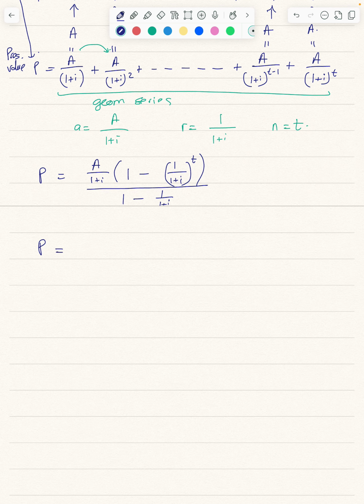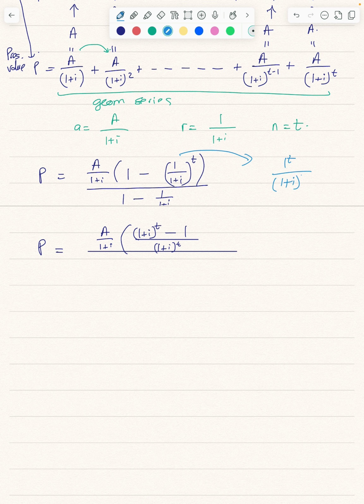So P here is equal to, let's do some work on the numerator and the denominator. So we have here A over 1 plus I, and then on the inside I'm going to get a common denominator of 1 plus I to the power of t. So the first term 1 is 1 plus I to the power of t over 1 plus I to the power of t, minus, and then we have 1 to the power of t. So just to note, this here is 1 to the power of t over 1 plus I to the power of t, and 1 to the power of t is just 1. So all I did there in the numerator was get a common denominator inside the brackets, and then in the denominator I'm going to get a common denominator of 1 plus I. So that's 1 plus I minus 1.